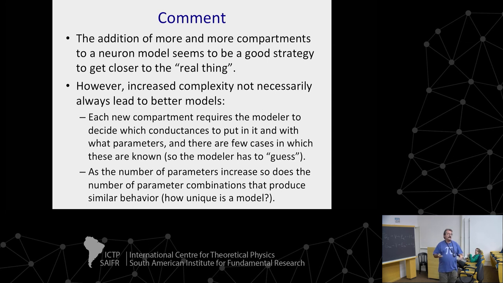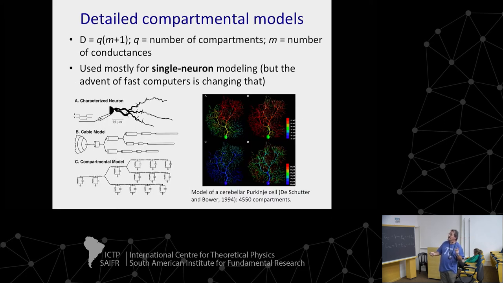Well, of course, this is very interesting, very nice, but it may create the impression that you're really modeling the real thing because you put lots of information there, lots of dendrites, lots of ion channels. But one has to be cautious about that, because increasing complexity does not necessarily lead to a better model. It creates the impression that you have a good model, but sometimes not. Why? Well, each new compartment requires the modeler to decide which conductances to put in it. So for each compartment that I have here, which conductances should I put?